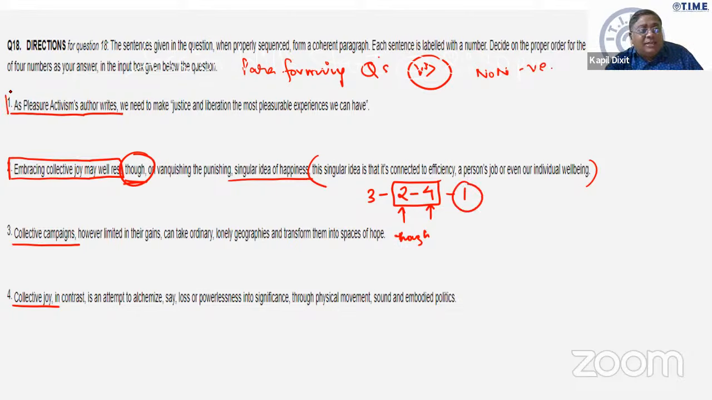As pleasure activism, outer rights. How many of you have started with 1? That's the major mistake here. It will come at the end. 1 comes in the end because justice and liberation as ideas are only introduced in 4.